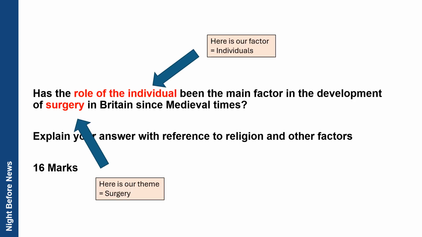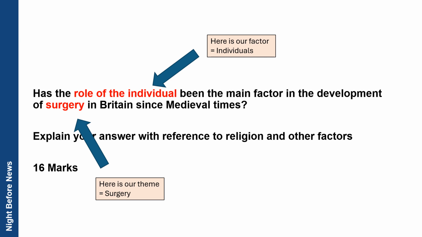So, for example, here, has the role of the individual been the main factor in the development of surgery in Britain since the medieval times? So I know that I need to write about the role of the individuals. I know that my theme here is surgery, and that's what I need to focus in on. I don't start writing about hospitals. I don't start writing about the theory of the four humours or anything like that, because it's not surgery related. So be really clear on what your factor is and what your theme is.